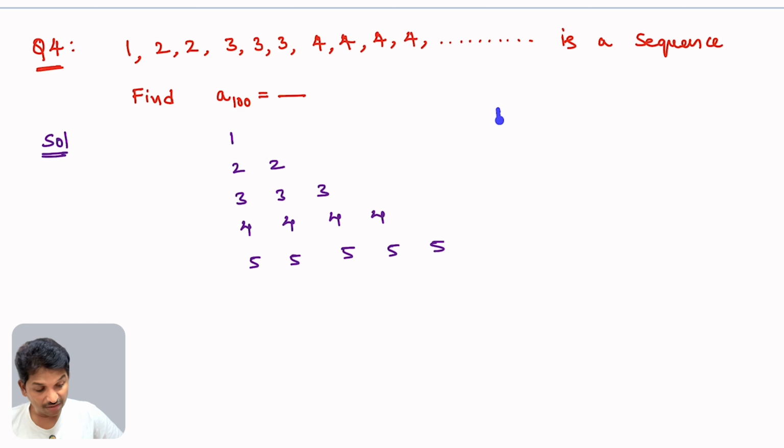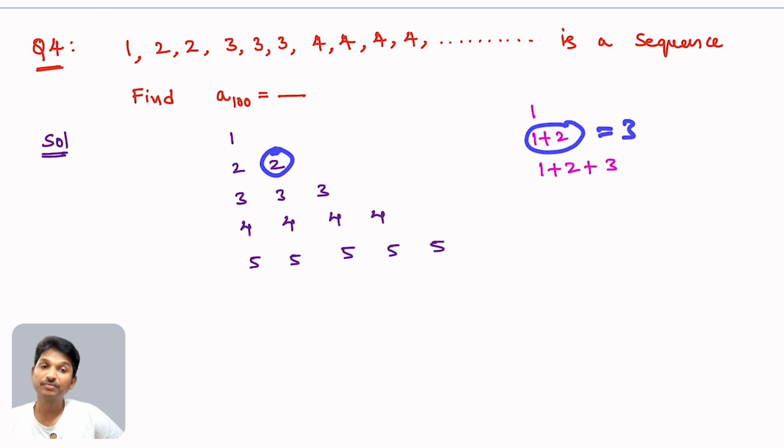This is 1. Okay, these two numbers are there, no? 1 plus 2, I'll write here. This is 1, this is 1 plus 2, this is 1 plus 2 plus 3. What I am trying to say here is, first is 1. Okay, 1 plus 2 is 3. Right, the third term ends with 2. Right, 1 plus 2 plus 3 is 6.